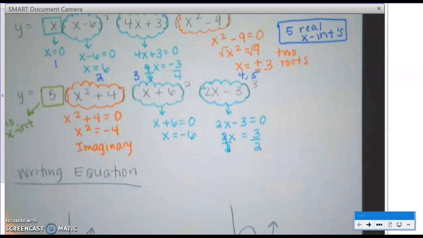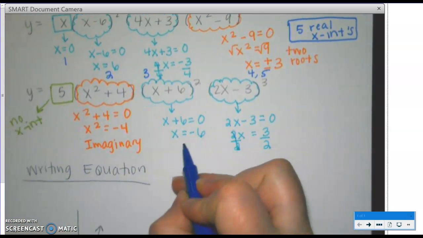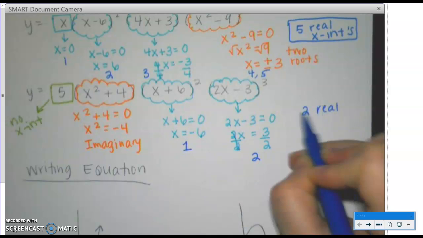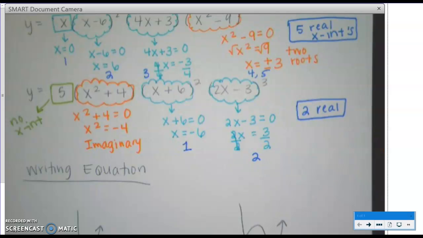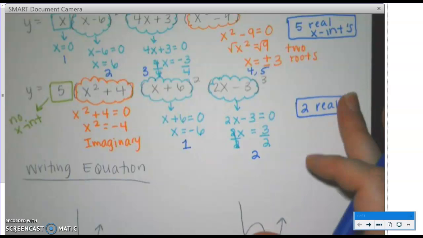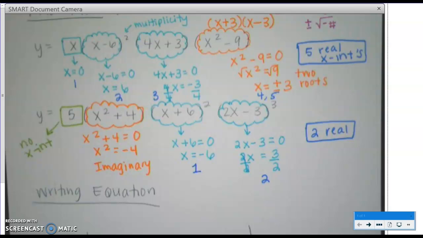All right, so if this question said how many x-intercepts, how many real roots? Here's 1, here's 2. This is 2 real x-intercepts, or 2 real roots. So that's what you have to do. You set each factor equal to 0 and get x by itself. Just like do-undo, just like we did with inverses, you just cancel out.